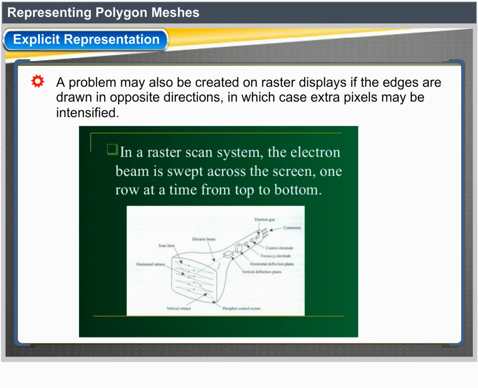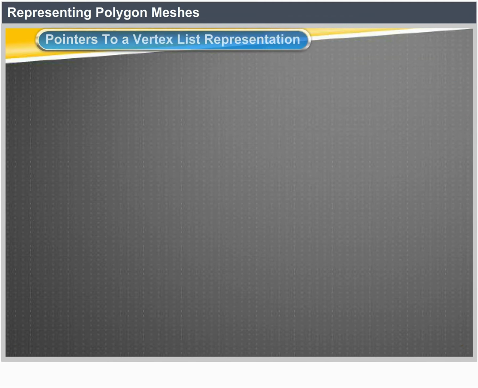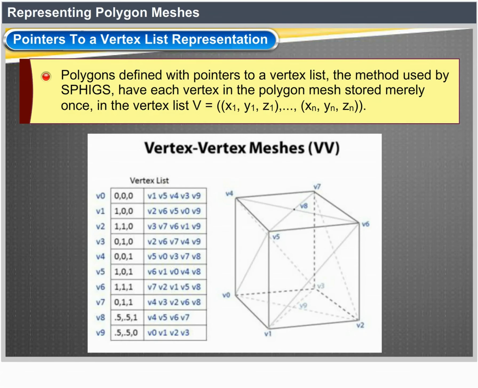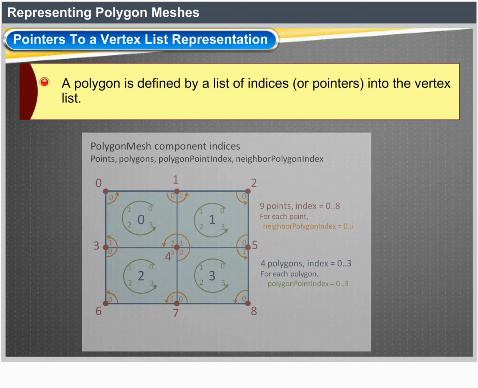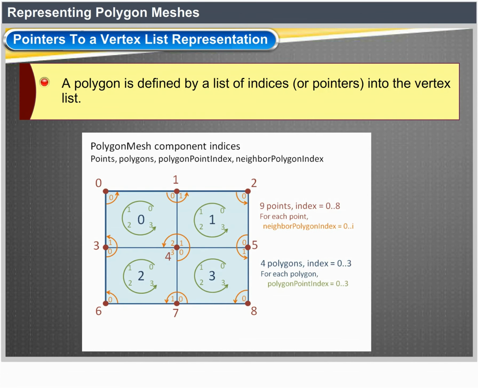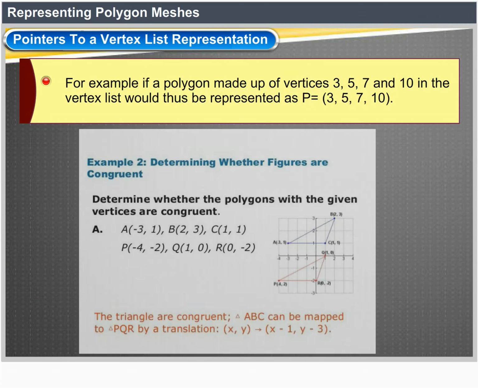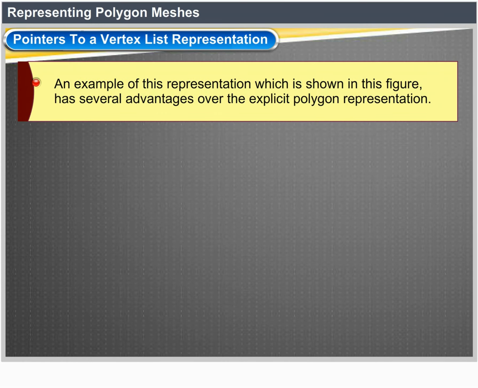Pointers to a vertex list representation. Polygons defined with pointers to a vertex list, the method used by SPHIGS, have each vertex in the polygon mesh stored just once. In the vertex list, V equals (x1, y1, z1) going up to (xn, yn, zn). A polygon is defined by a list of indices or pointers into the vertex list. For example, a polygon made up of vertices 3, 5, 7, and 10 in the vertex list would thus be represented as P equals 3, 5, 7, 10. This representation, an example of which is shown in this figure, has several advantages over the explicit polygon representation.